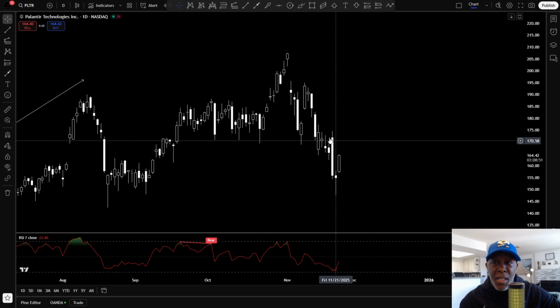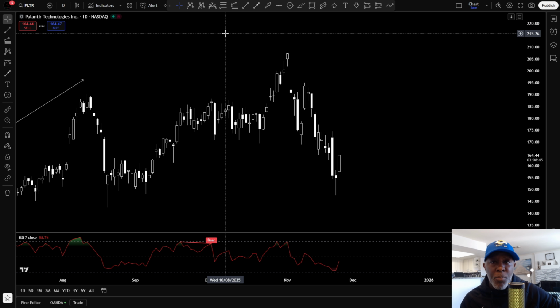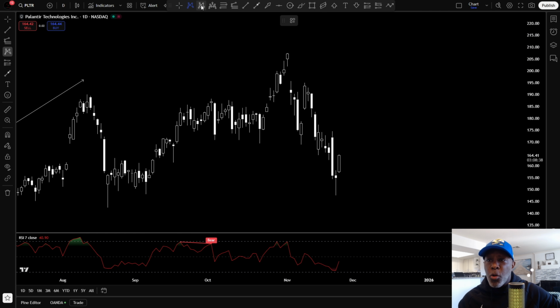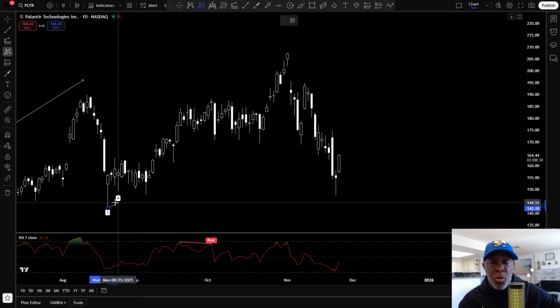I'm trying to decide which one we want to start with. Let's start with the big dog himself, advanced Cypher pattern, again, similar to how we did with NVIDIA. But this time I am going to talk a little bit more about the structure that could hold this thing together. So without the rules of engagement, I'm just going to go straight into the advanced Cypher tool on TradingView, and I'm going to start identifying the very first impulse.